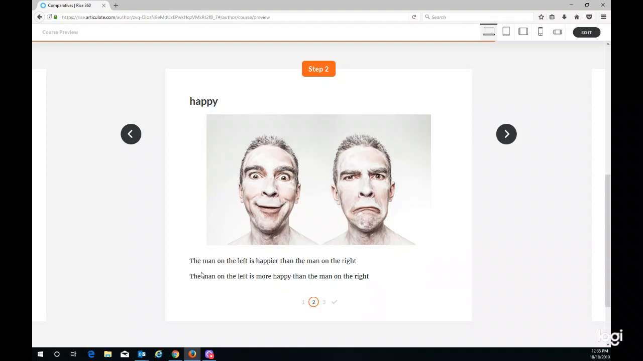Happy. The man on the left, the man on the right. The man on the left is happier than the man on the right. The man on the left is more happy than the man on the right.